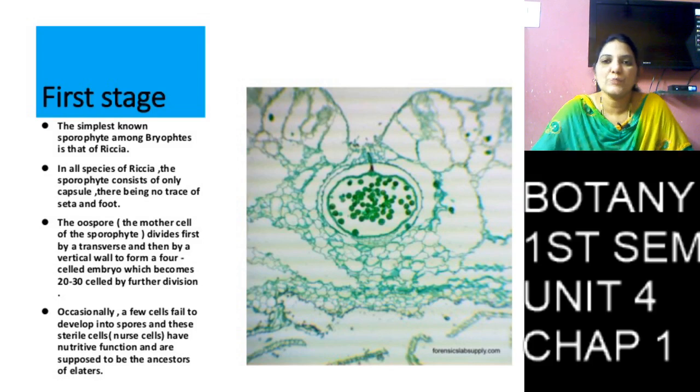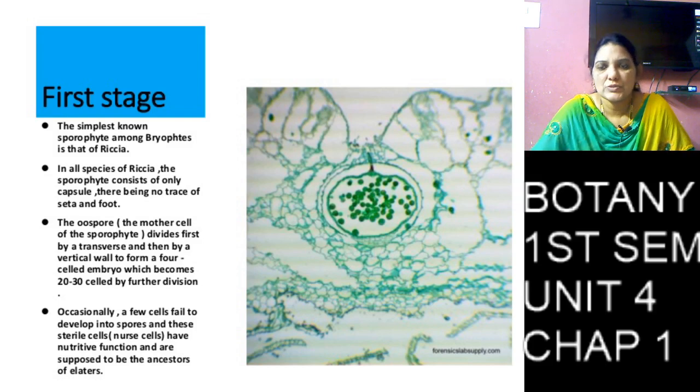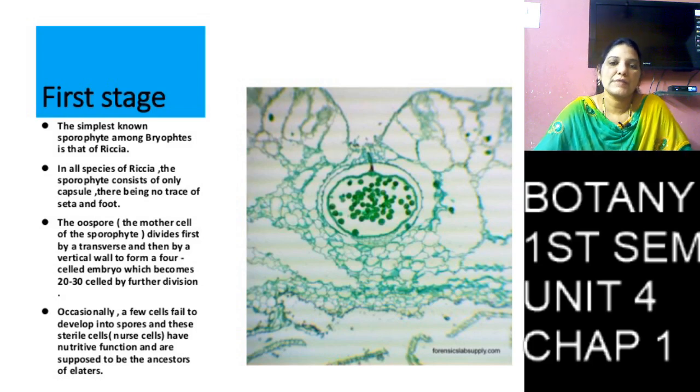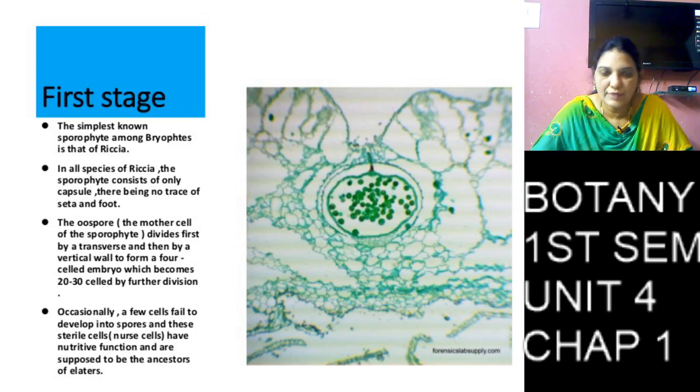So here the sporophyte evolution is based on simple to complex. This is the first theory, the progressive theory. The first one we can see is Riccia. Here the round shape structure, the middle of the round shape structure, is called the sporophyte. Here the sporophyte does not have any foot and seta, so it is only a round shape structure.